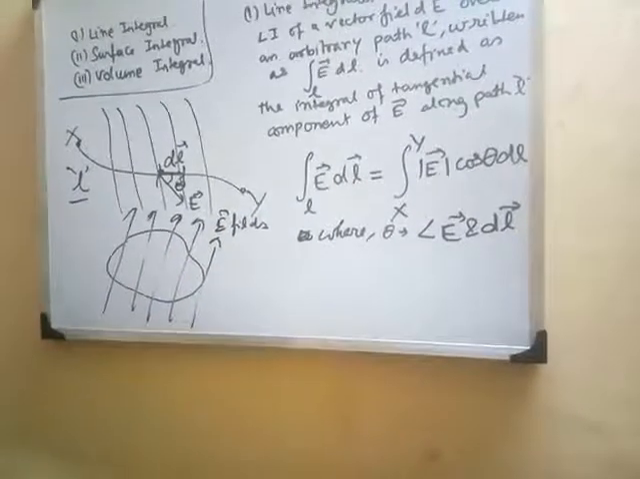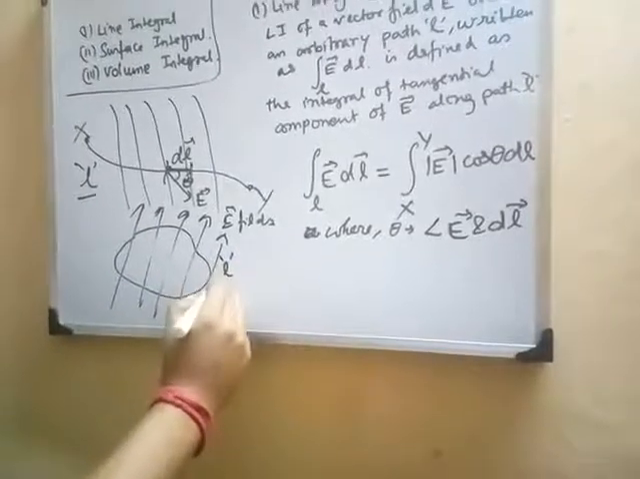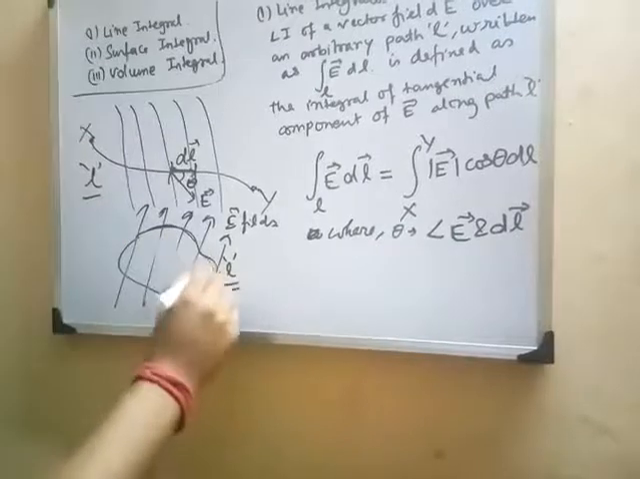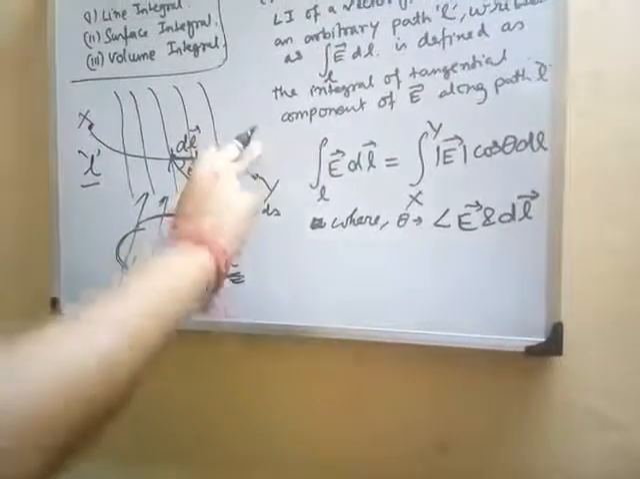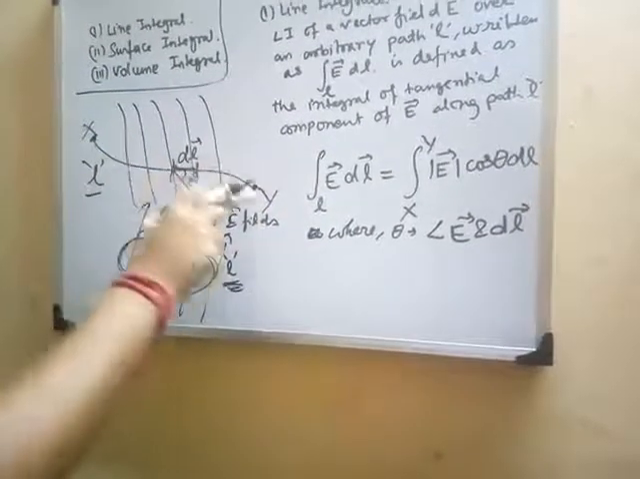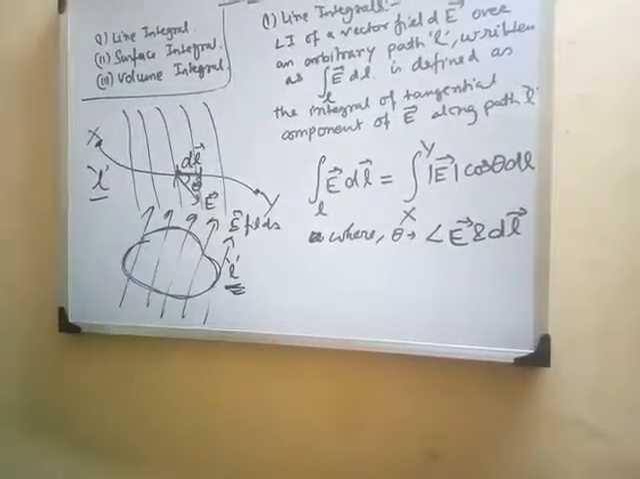So this is your total path of length L. The length from here to here, all this full path, is denoted by length L. The only difference is that these two are open-ended lines. That means x and y are open-ended lines, but here the line is closed, it is joined.